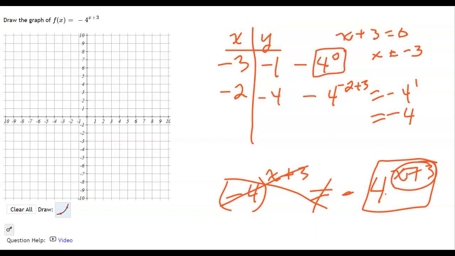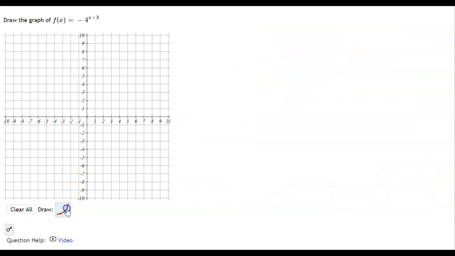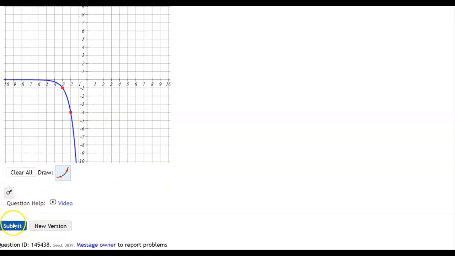So there's two ordered pairs: -3, -1, this point right here, and -2, -4 will be right here. Those are the 2 points we're going to want to apply. So if we exit the drawing tool, we'll have those 2 points. Click on -3, -1, and then -2, -4. 2 values, and there's our solution right there.